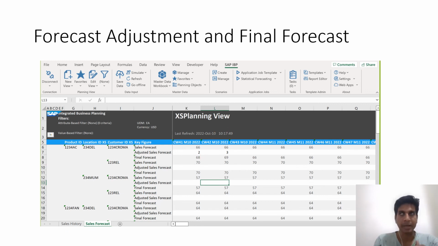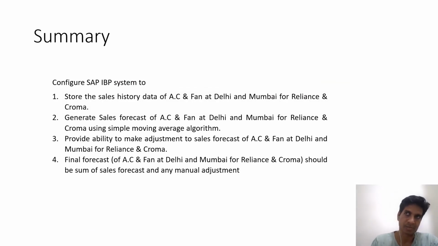This way, IBP is now ready to perform all those business tasks: storing the sales history, generating the forecast, making the manual adjustment, and then getting the final forecast, which is the sum of the sales forecast and the manual adjustment.